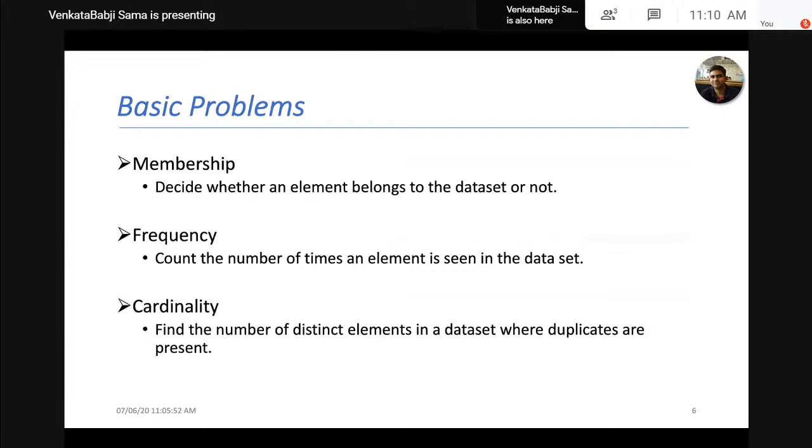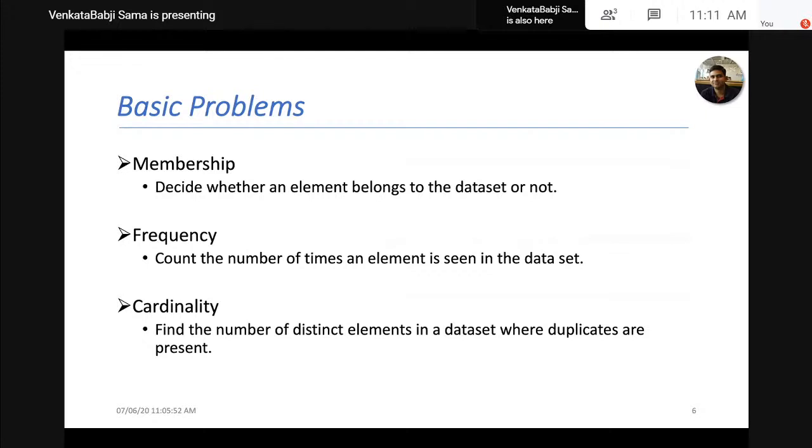Membership, frequency, cardinality. The terms might sound crazy or fancy, but they don't really mean a huge thing. Membership means, given an element, and let us suppose we have a data set, we would like to see whether it is there in the data set or not. Like you have a set of URLs, given a URL, we would want to see whether it is there in the list or not. As simple as that.